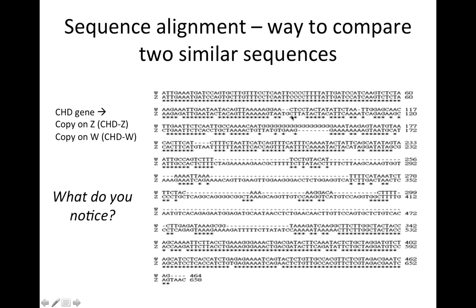So what that means is that since these two genes diverged a long time ago, either the W has lost a couple of nucleotides or the Z has gained a couple of nucleotides. Okay, so we see that there, but down here we see actually much larger gaps.